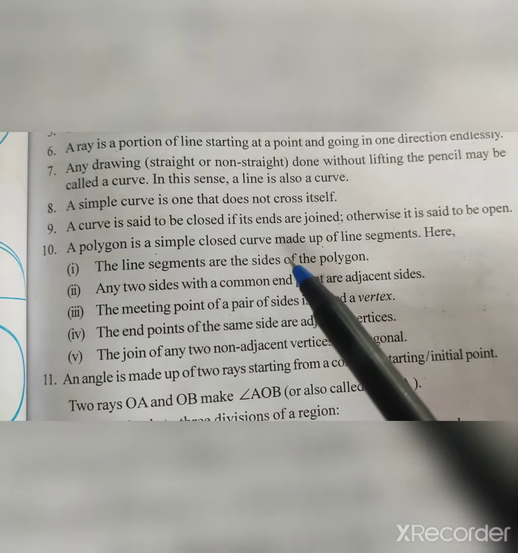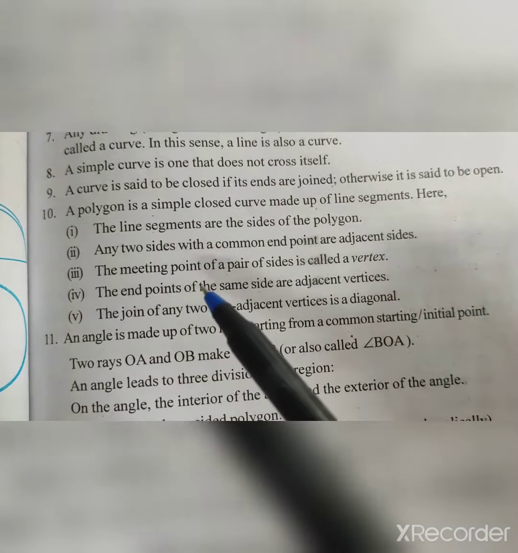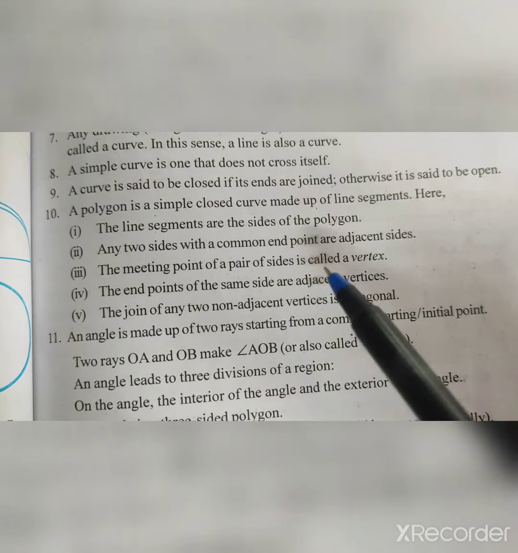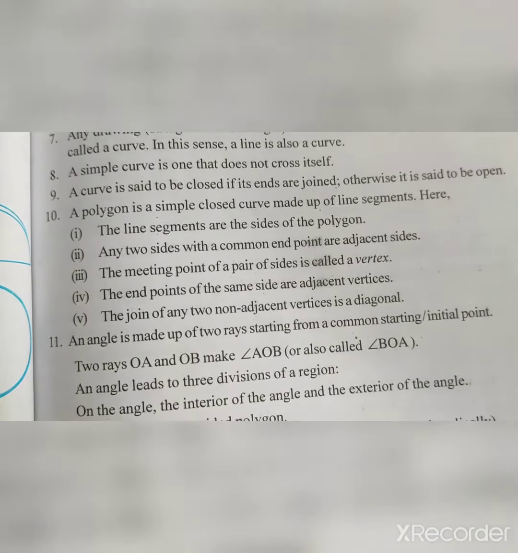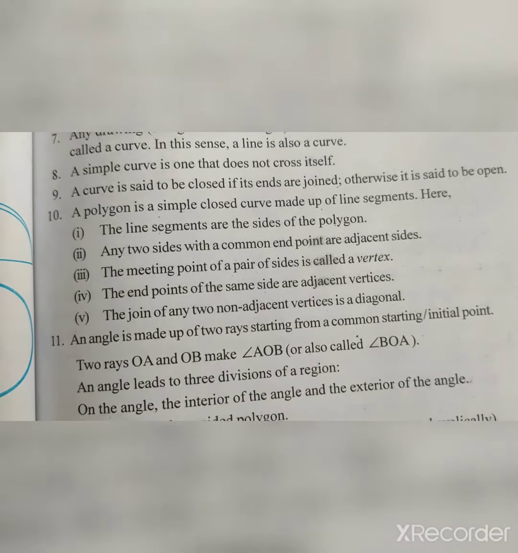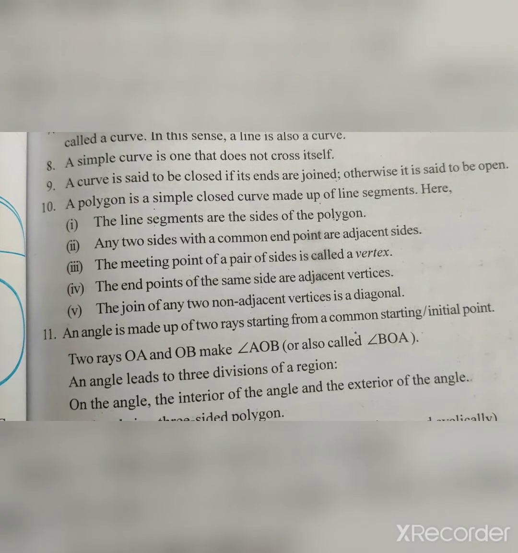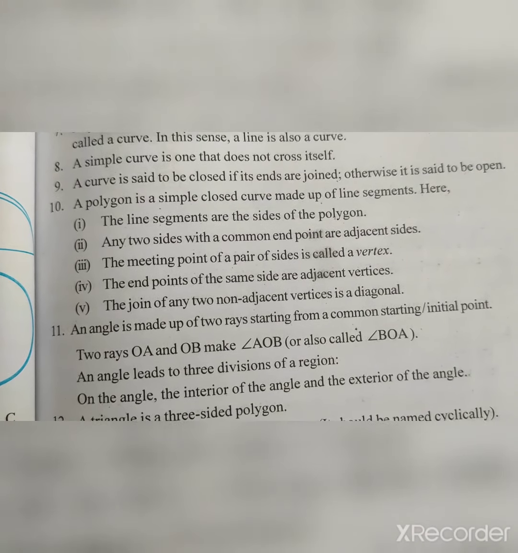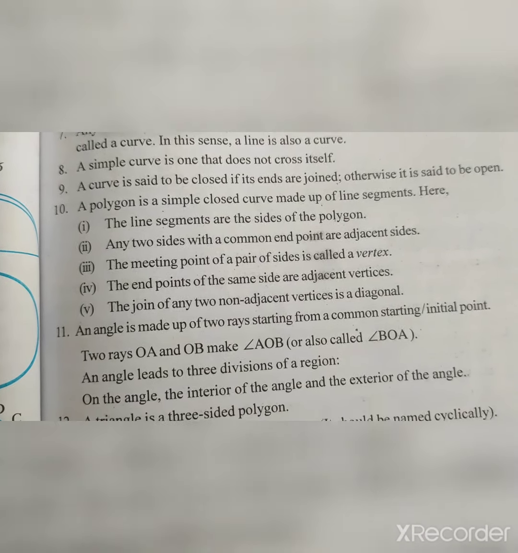A polygon is a simple closed curve made up of line segments. Here the line segments are the sides of the polygon. Any 2 sides with a common endpoint are adjacent sides. The meeting point of a pair of sides is called a vertex. The endpoints of the same side are adjacent vertices. In a triangle you will see line segments, vertices and adjacent sides, that means one vertex should be common. The join of any 2 non-adjacent vertices is a diagonal.